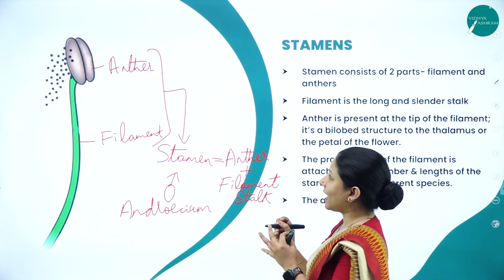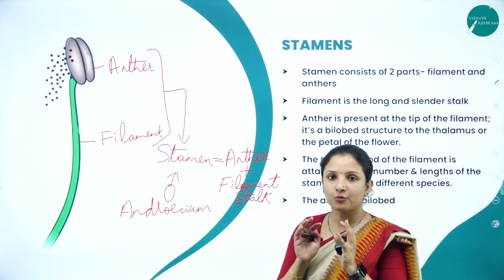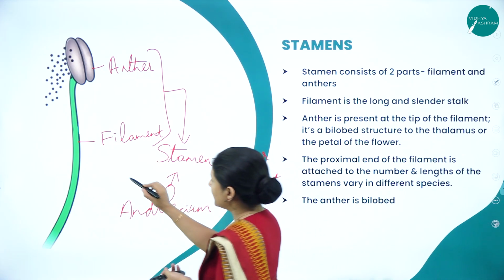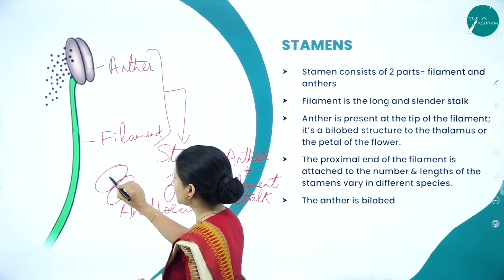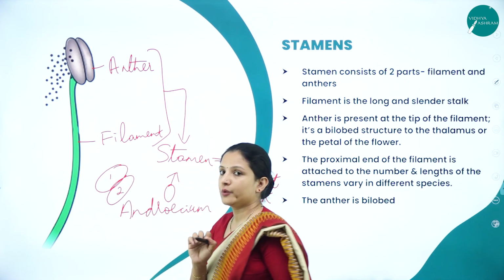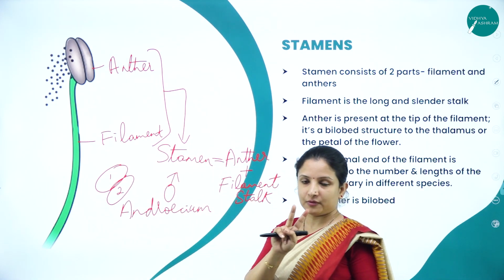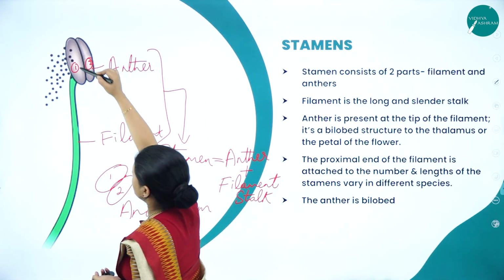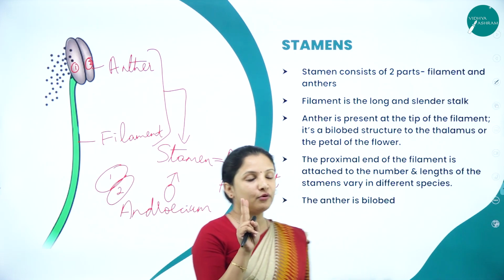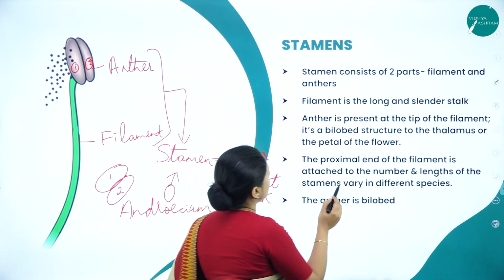Now if you look, the anther is a bilobed structure. What do you mean by a lobe? Something that looks like this, a loop-like structure, we call it a lobe. This is the first lobe, this is the second lobe. So bilobed means two lobes will be there. Therefore the anther is a bilobed structure, meaning it is made up of two lobes. That is what I have written here.